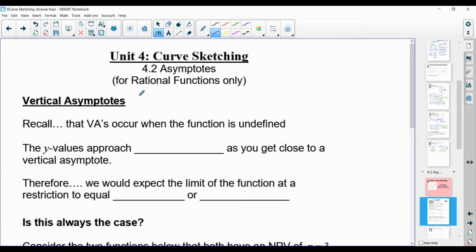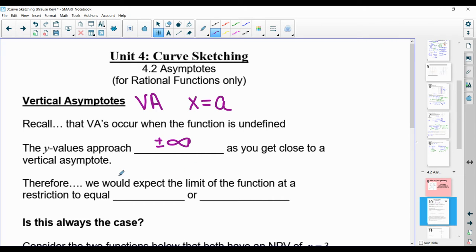And when we're looking at vertical asymptotes, you'll often see me denote it as VA, and we're looking at a vertical line, so the equation will be x equals a. So if you remember, vertical asymptotes occur when the function is undefined. And so when we're looking at a rational function, we're really looking at the denominator and looking at what values of x make the function undefined. And so the y values approach positive or negative infinity as you get close to a vertical asymptote.